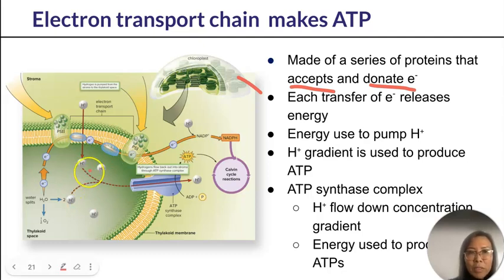And why does it do this? As we're doing this, we're actually forming what's called a proton gradient. So we're basically pushing a lot of hydrogen ions. So we have this buildup of hydrogen ions.